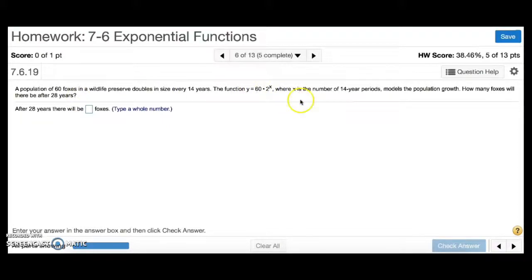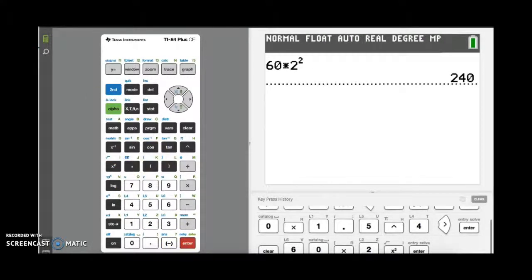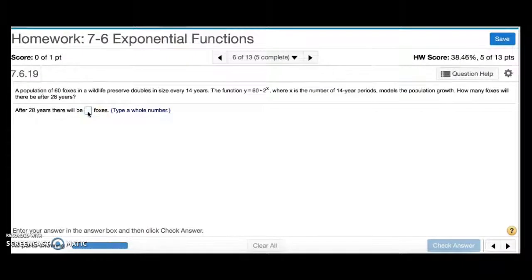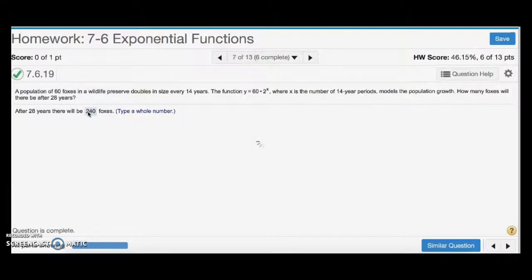So since x is a number of 14-year periods, looking at 28, there are 2 14s in 28. 14 times 2 is 28. So that means there are 2 14-year periods in 28 years, so our exponent is going to be a 2. So we're going to type in 60 times 2 squared. So let's do that. We have 60 times 2 squared. That is 240. That means after 28 years, there will be 240 foxes. And that is number 6.